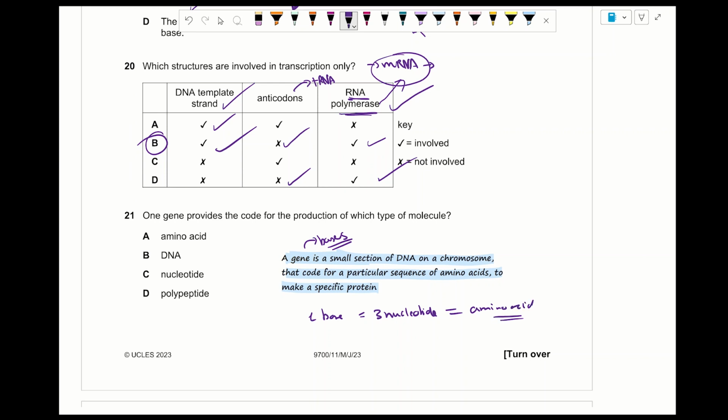And we just mentioned that genes are a collection of nucleotides or bases. Therefore, they code for many amino acids, aka polypeptides, or proteins. Therefore, the answer is going to be D.